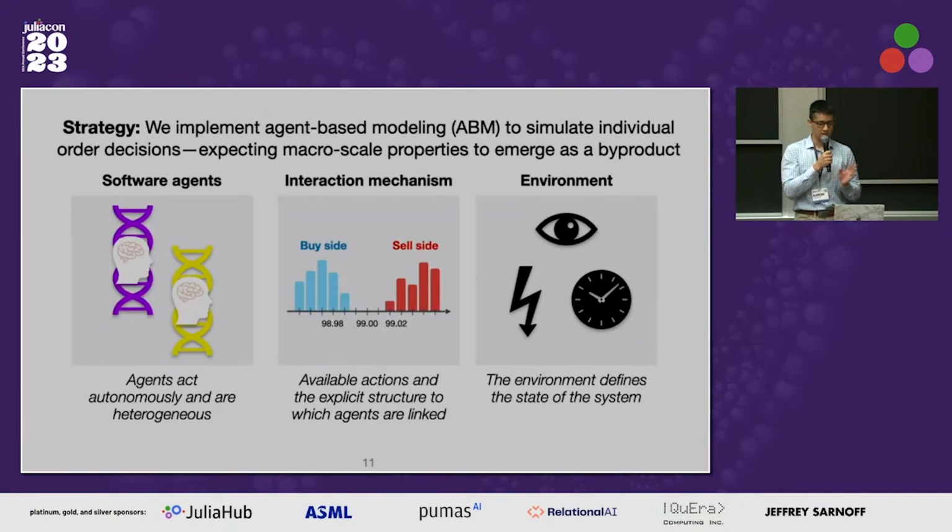This has three separate components, the first being software agents. These are autonomous agents that are heterogeneous, right? They can be defined with different properties and exhibit fundamentally different behaviors. The interaction includes the available actions made to these agents, as well as the explicit structure to which they are linked. The environment defines the state of the system.